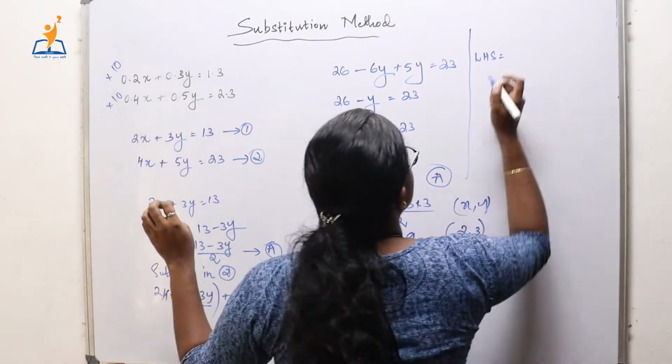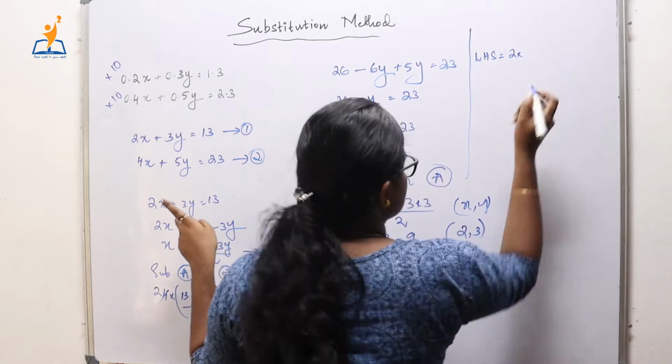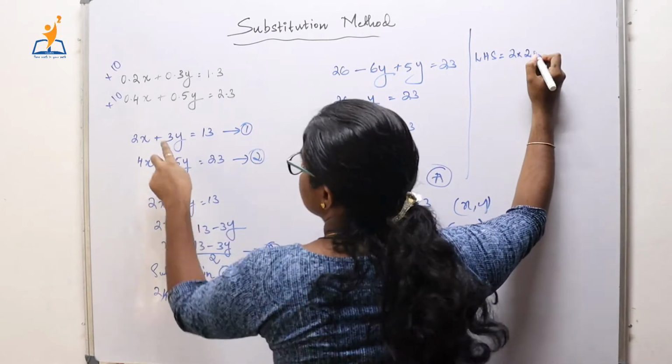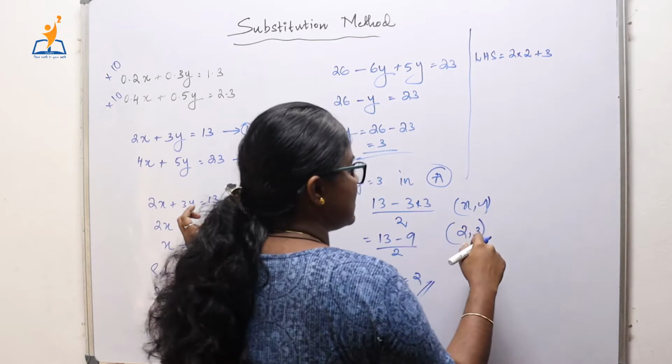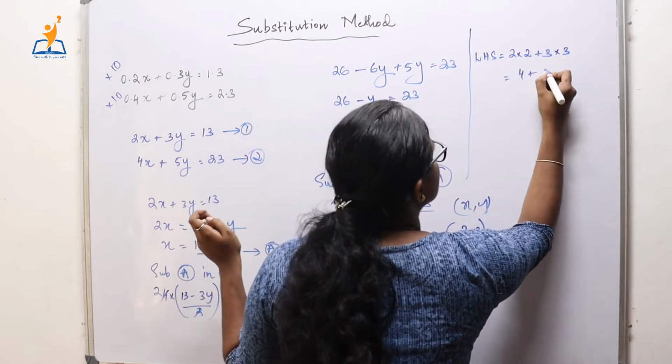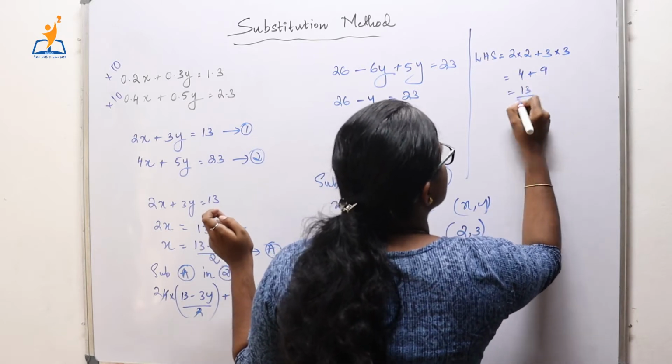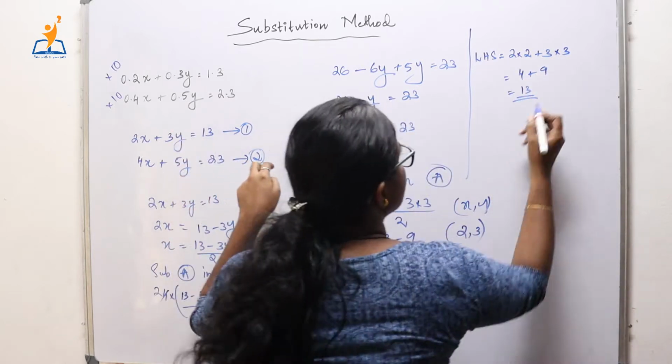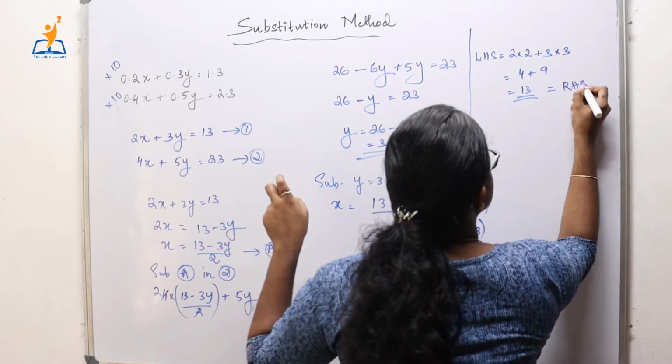Now let's find out the LHS, that is 2 into x. X is nothing but 2. Plus 3 into y. Y is nothing but 3. Now simplifying, 2 into 2 is 4. 4 plus 3 into 3, 9. And 4 plus 9 is nothing but 13. That is our RHS. So first equation is verified.